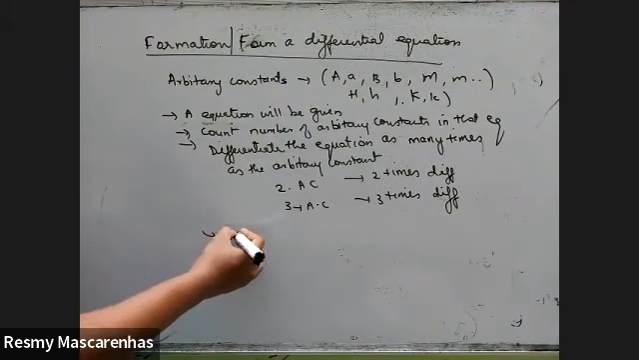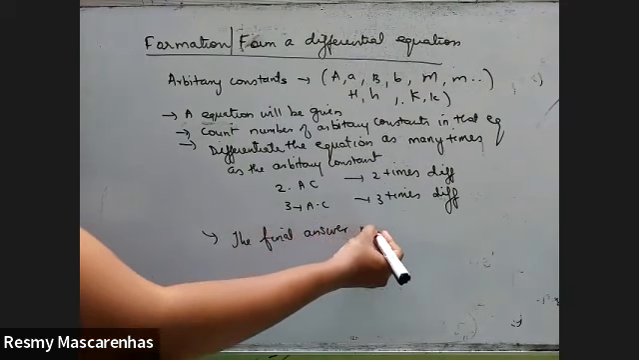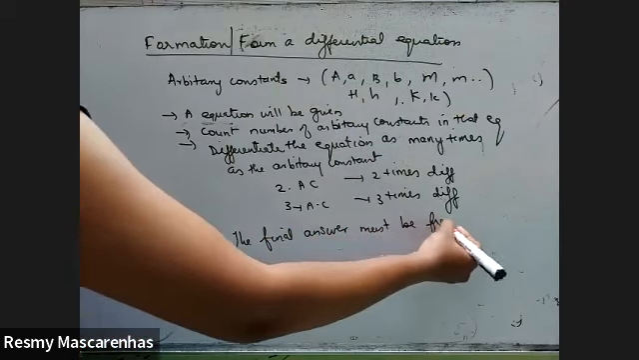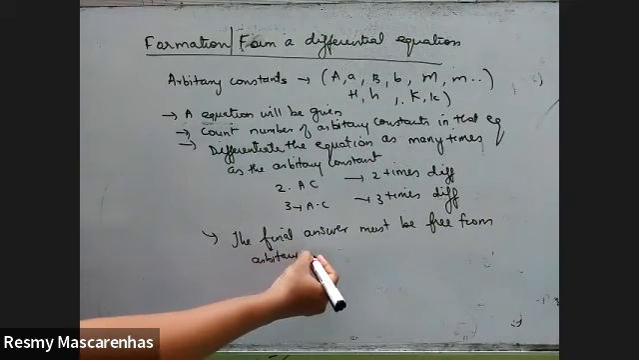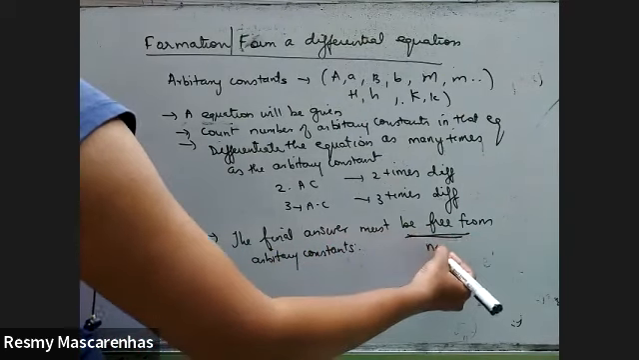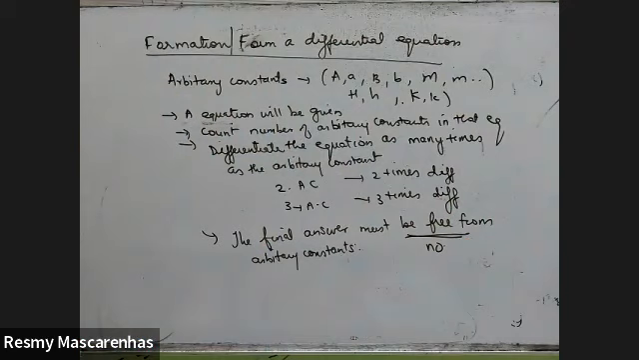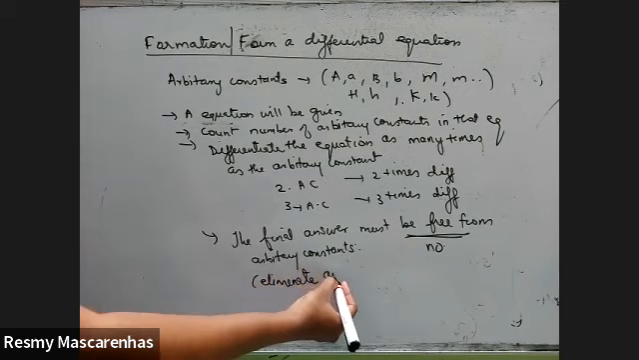And the final equation, the final answer, must be free from arbitrary constants. Means no arbitrary constant should be left in the final answer. The final answer must be free from arbitrary constants. You have to make sure that you eliminate them. So basically you have to eliminate arbitrary constants.